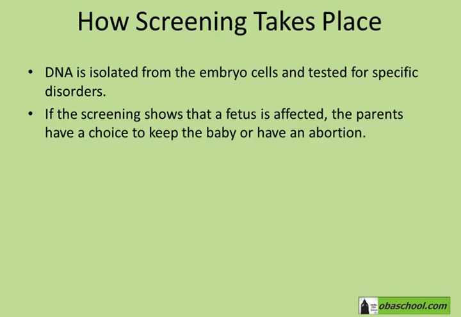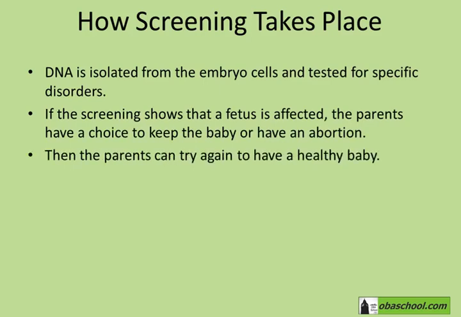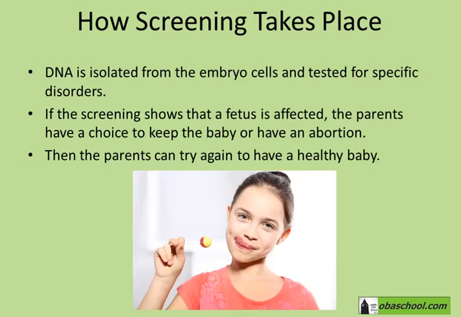If the screening shows that the child is going to be affected, then the parents have a choice here. Either they keep the child and they know that they will be raising an affected child with this disease, or they decide to have an abortion. If they do decide to have an abortion, they can then try again until they have a healthy baby. Because as we said earlier, if the parents are both carriers, then they have chances of having healthy babies and they have chances of having affected babies.